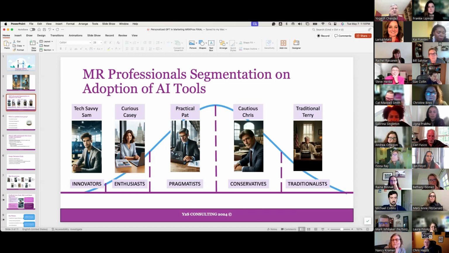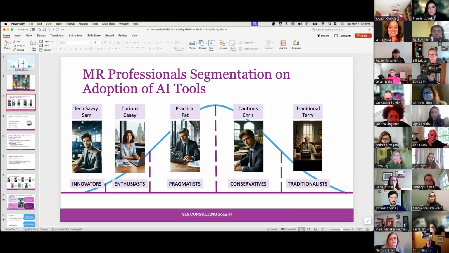Excellent. So this segmentation, if you want to call it that, I did by creating a custom GPT tool that all it does is segmentation. I instructed it based on this one question: take the MR professionals in the market research community in the US, segment them on their likelihood to adopt AI tools. And it gave me these 5 descriptors with the profile under each of them.